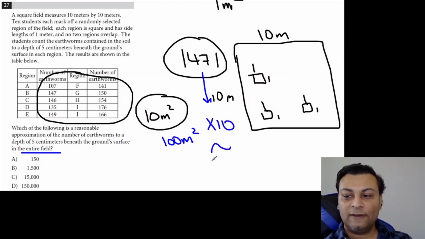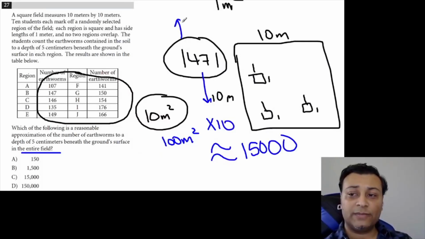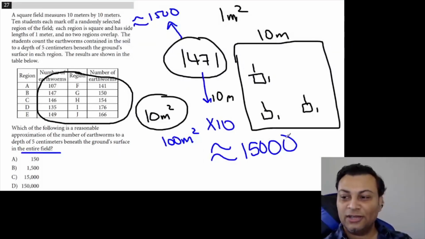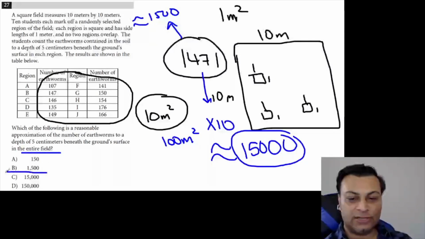And you get about 15,000, because by now it's close to 1,500. Let me move this a little bit lower. Okay, but at the moment the students found about 1,500 worms, multiplied by 10, because they're only taking up 1/10 of the total area. So 15,000. So the answer is C, 15,000.